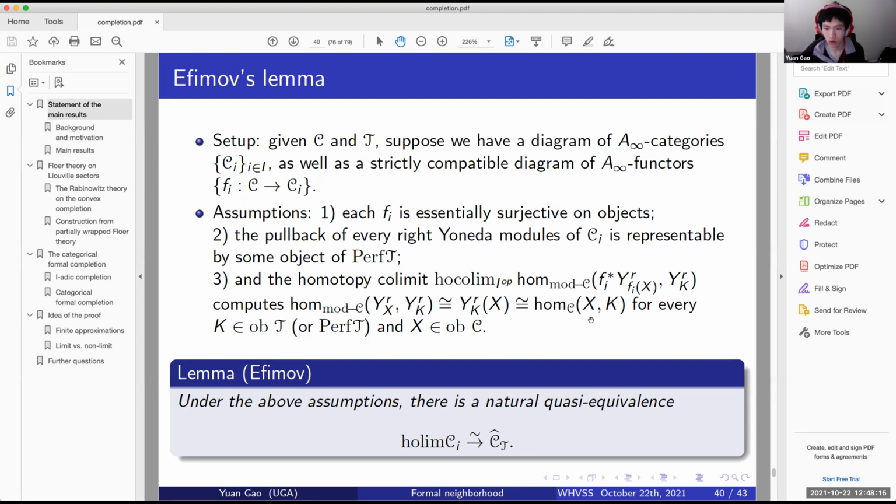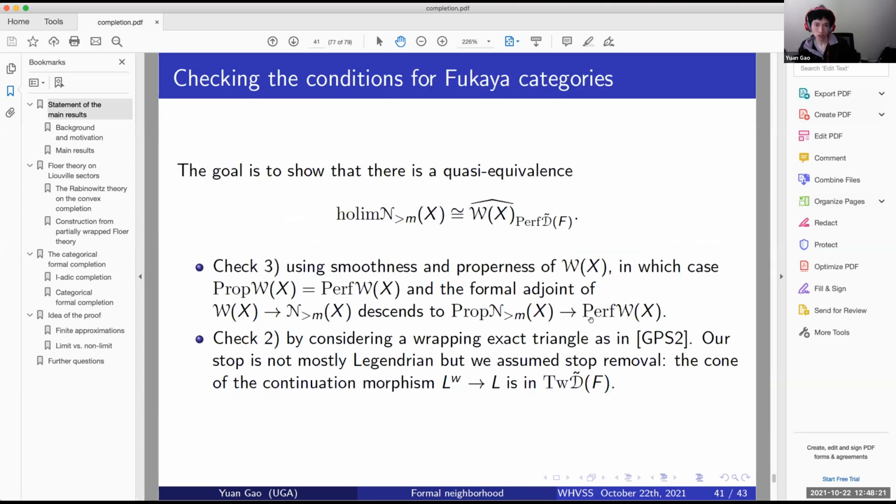Then for Fukaya categories, we're going to just check these conditions. So the goal is to show that there's a quasi-equivalence from the homotopy limit of the diagram, denoted by n greater than m, to the formal completion of the partially wrapped Fukaya category of X along the perfect complexes over D tilde. So we know that it's equivalent to the formal completion along D.